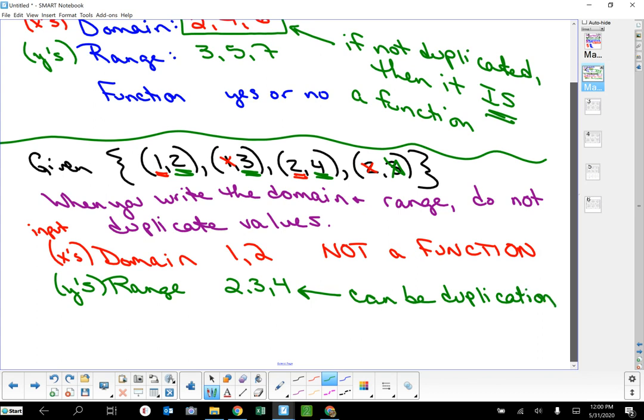You can have duplication in the range and still be a function. The only thing that matters is your domain. If there is duplication in your domain, then that is not going to work.